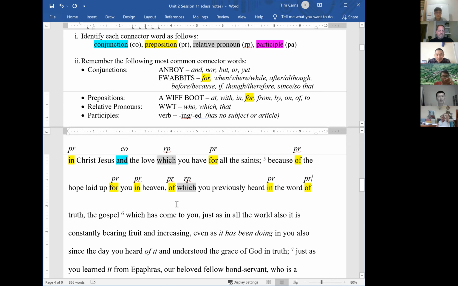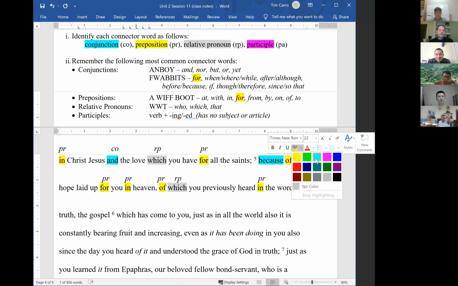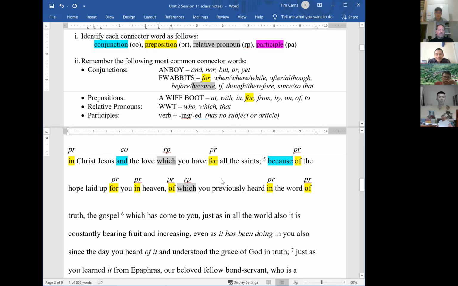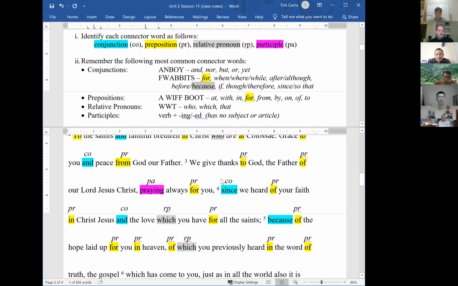There's one more that I see here. It's right at the beginning. And because, yes, that is a conjunction. Do you see it up here? Yep. All right. Now let's notice something so far, just in these first few verses that we've done.